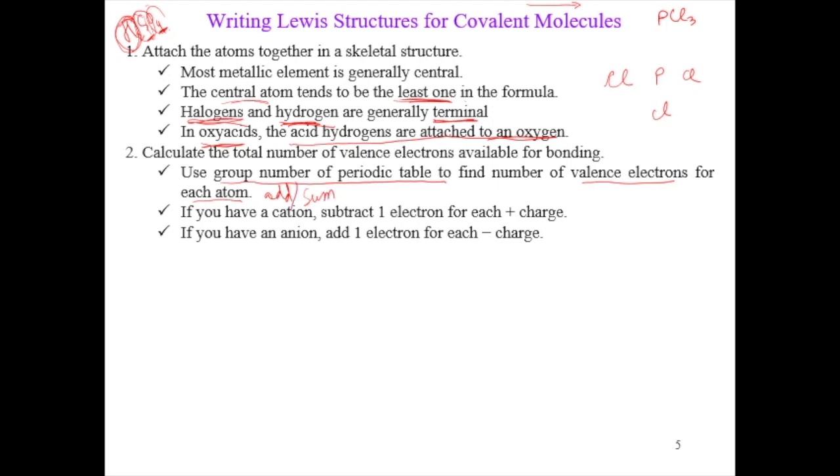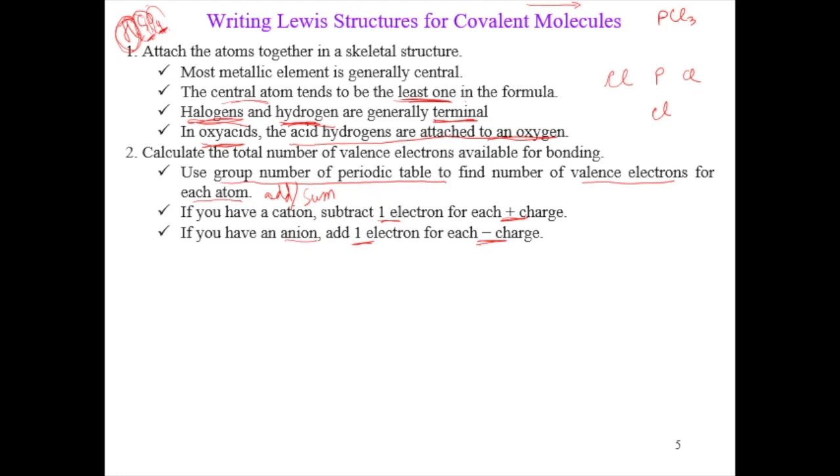If you have a cation, meaning it is positively charged, you subtract 1 electron for each positive charge. If you have an anion, you add 1 electron for each negative charge. In this case, if we are working with PCl3, the molecule is neutral, so it's neither a cation nor an anion, so we don't have to worry about it.